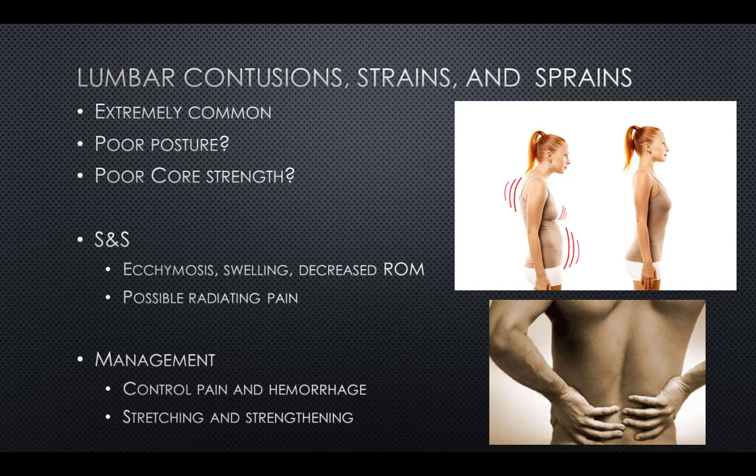Signs and symptoms include ecchymosis, swelling, decrease in range of motion, and possible radiating pain, usually into the lower extremities. Management of lumbar contusions, strains, and sprains include controlling the pain and hemorrhage, and then stretching and strengthening of tissue.